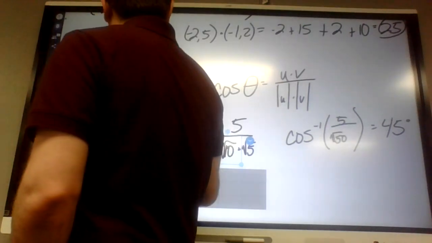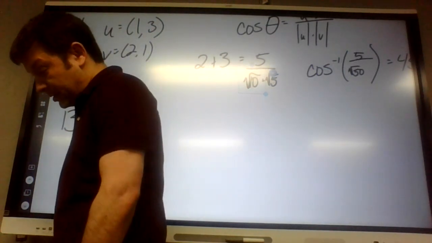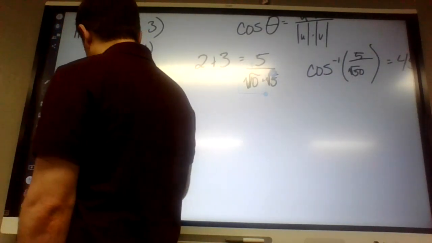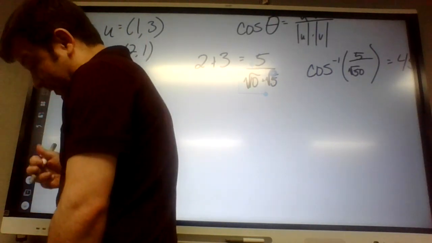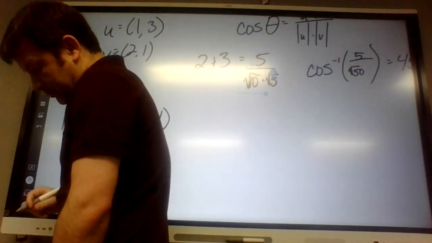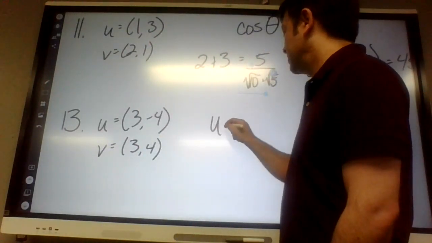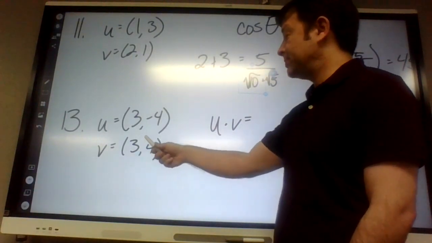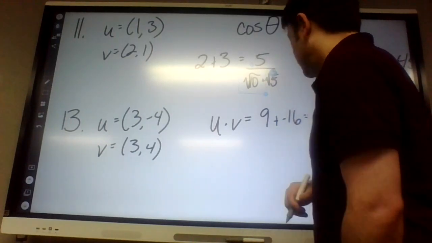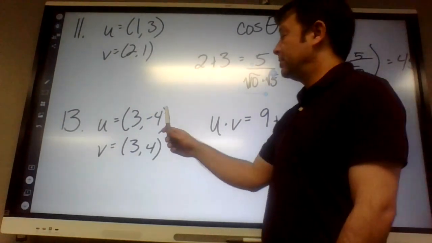Okay, 13 is the same thing, but they're not telling us the answer this time. We gotta find it ourselves. So we got U is 3, negative 4. And V is 3, 4. Okay, so the dot product is 3 times 3, negative 4 times 4. So 9 plus negative 16. That'll be our top. And then on the bottom, we do magnitude of U.